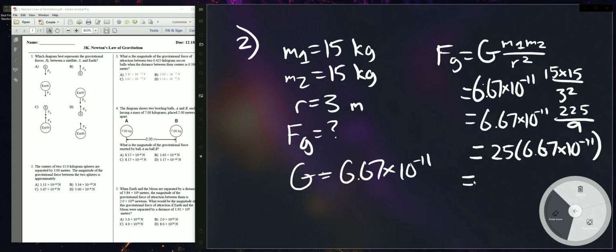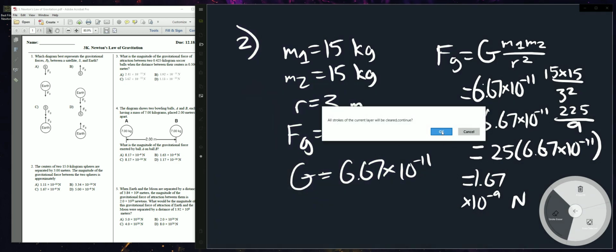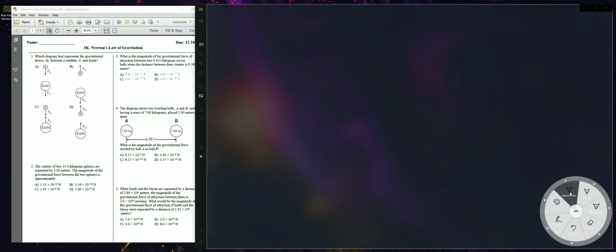Alright. What's 25 times 6.67? So you're going to get 1.67 times 10 to the negative 9. Right, 1.67 times 10 to the negative 9 newtons. And so the answer is C.